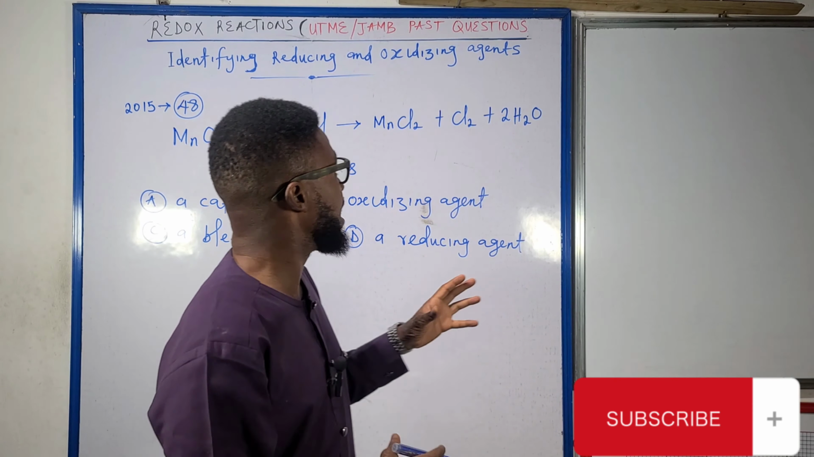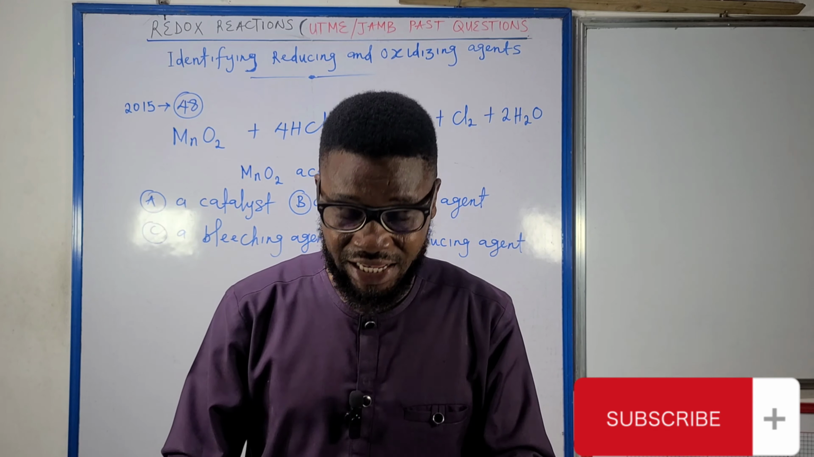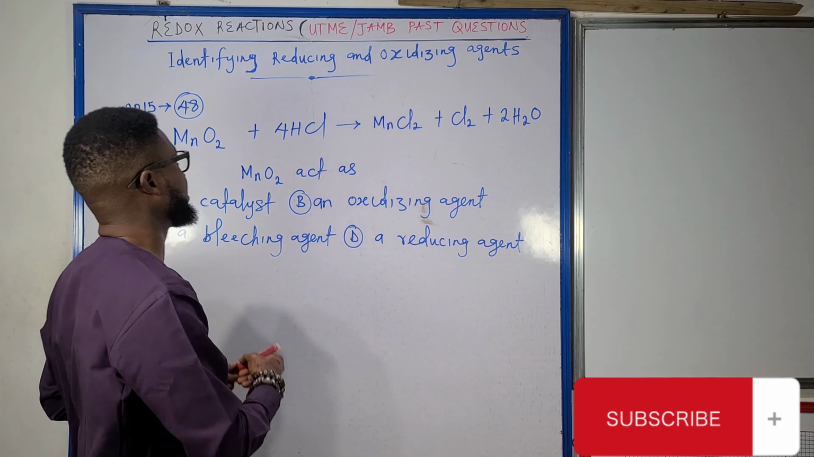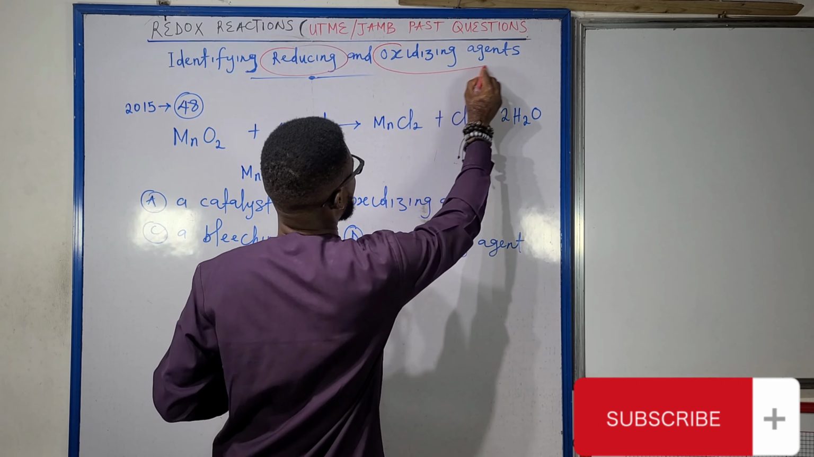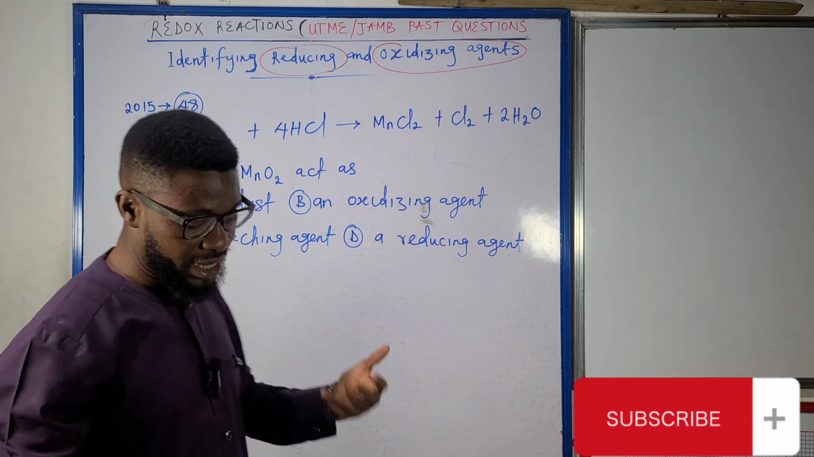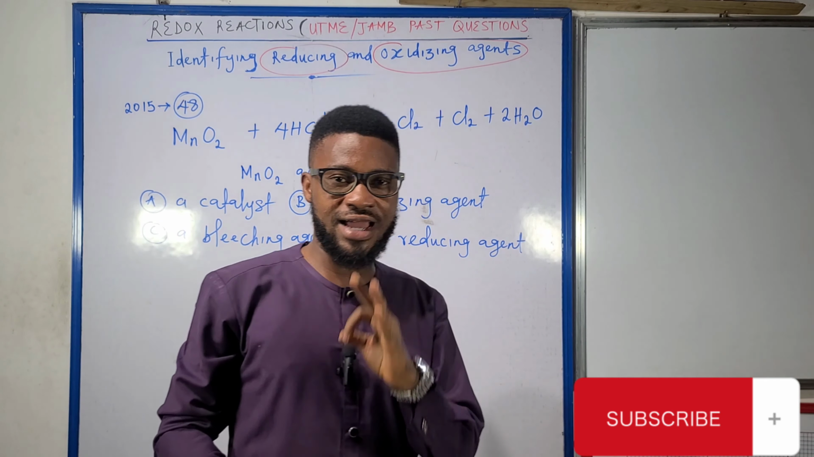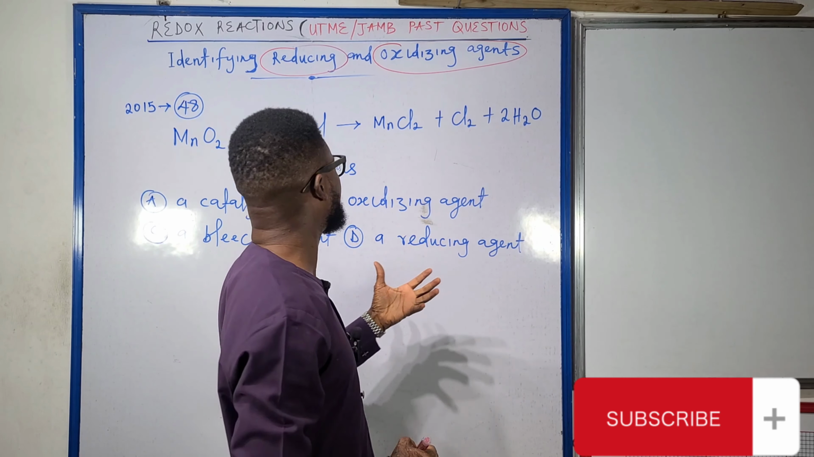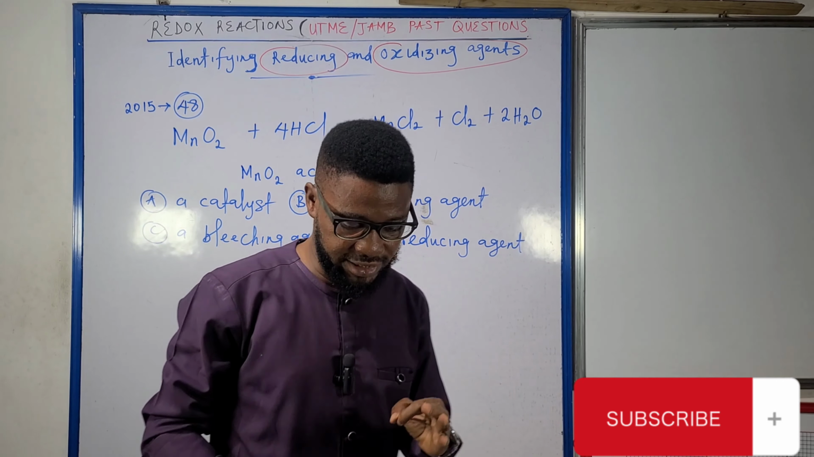We'll be looking at UTME questions that directly relate to how we can identify reducing agents and how we can identify oxidizing agents, because oftentimes we do have questions that relate directly to identifying oxidizing and reducing agents from equation. Let's get right into it.